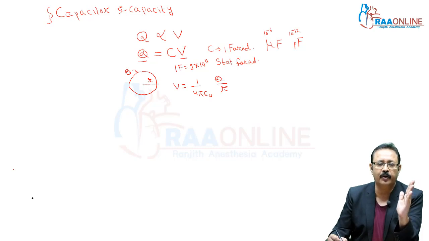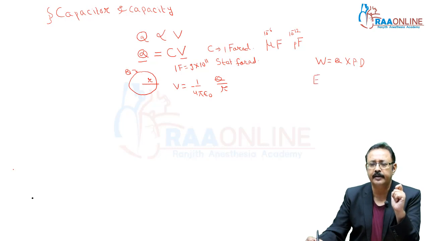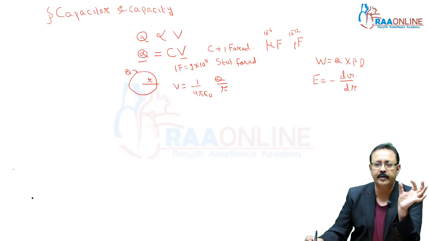So whatever potential you got at the surface, that potential is there at every point inside. And work done, as you know from 10th class, is charge into potential difference. If you are moving a charge in an electric field, what work do you have to do? Work done means charge into potential difference. And what is the relation of potential difference with electric field? It is minus dV by dr. If at dr distance the potential difference is dV, then the electric field between those two points should be minus dV by dr.